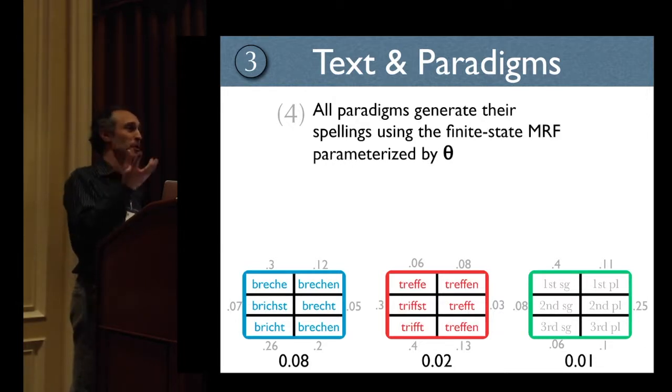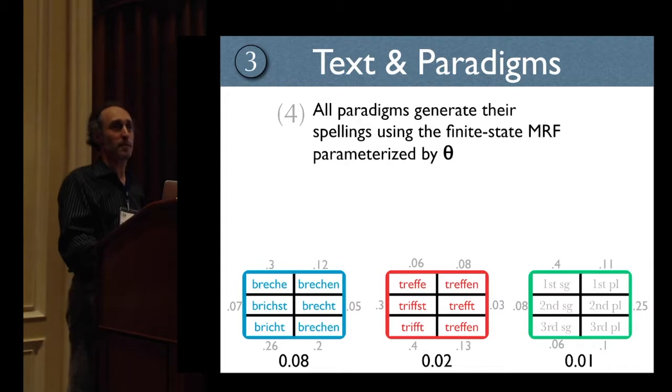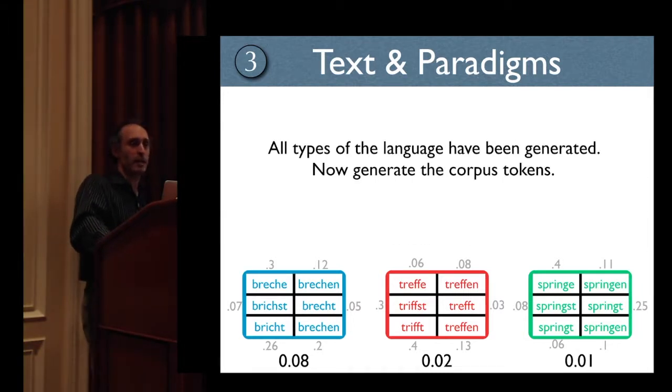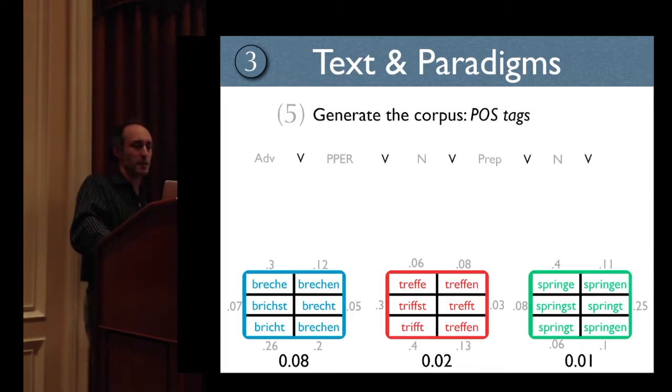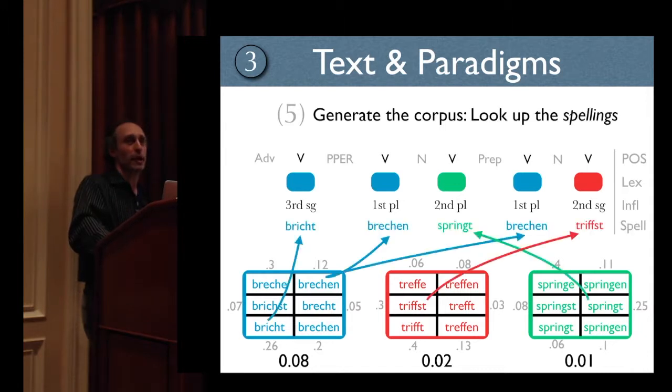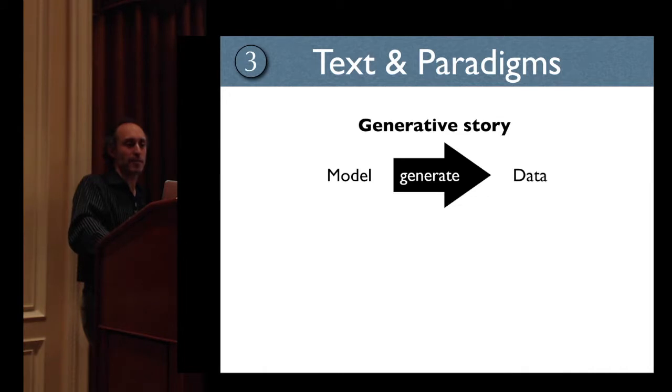And so we sample some different random words of German, but each of these paradigms looks like a real German paradigm. Okay. So it knows about the changes that show up. Okay, now that we've generated the types, we can generate the tokens. So here's a sequence of parts of speech. For each verb, I'm only showing you verbs here, we choose the lexeme, then we choose an inflection of that lexeme, and then we realize it by looking up the surface form. Okay. So that's the generative story.